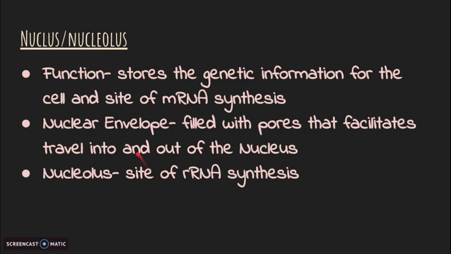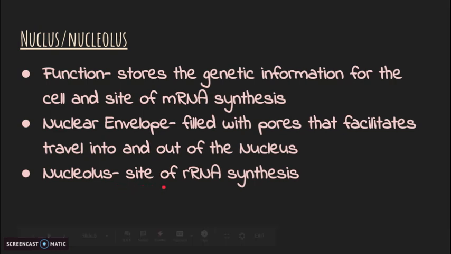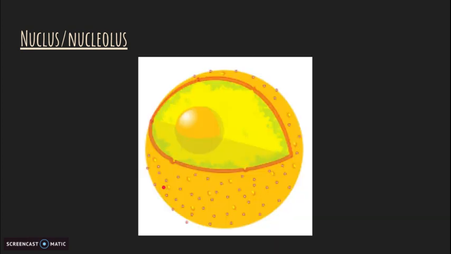We also have the nuclear envelope, which is the outer shell that surrounds the nucleus, and it's filled with pores, which are holes that allow travel in and out. So if the mRNA is made in the nucleus, it will travel out through the pores. The nucleolus is also the site of another RNA synthesis. This time it's the rRNA, which stands for ribosome. So the nucleolus is where ribosomes are made.